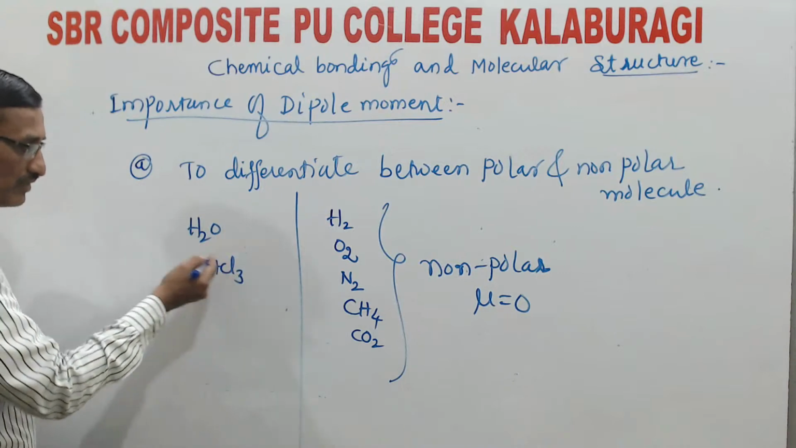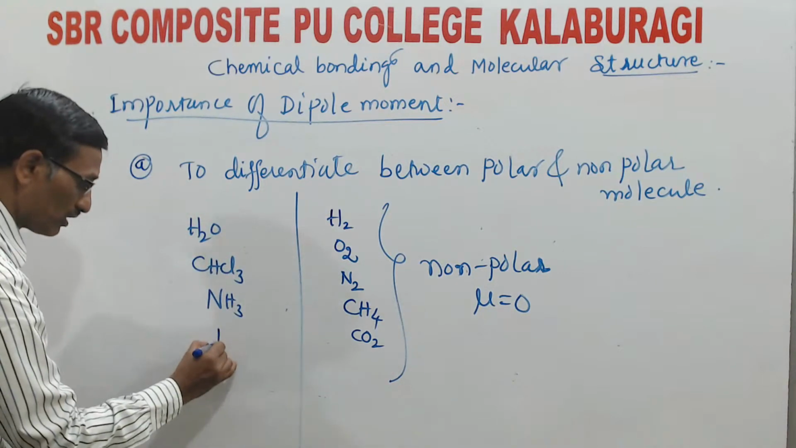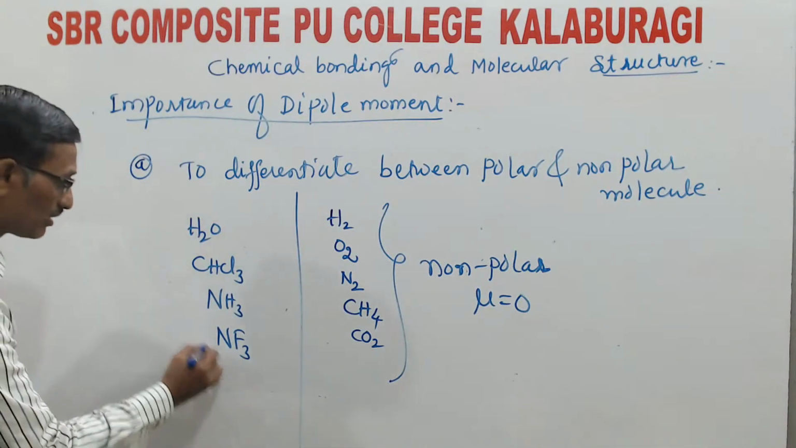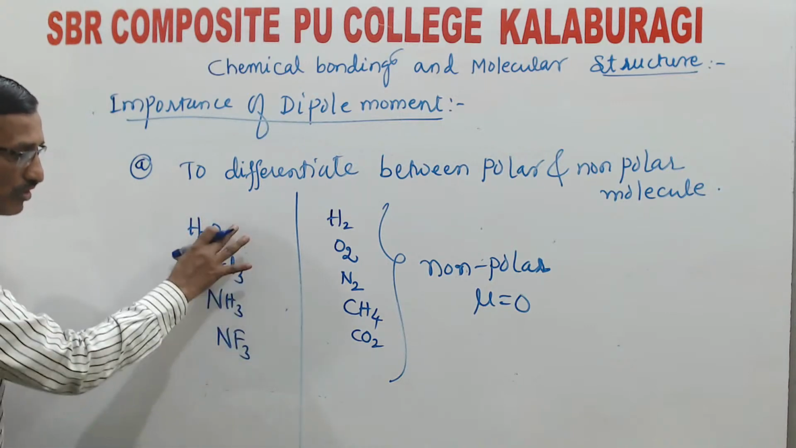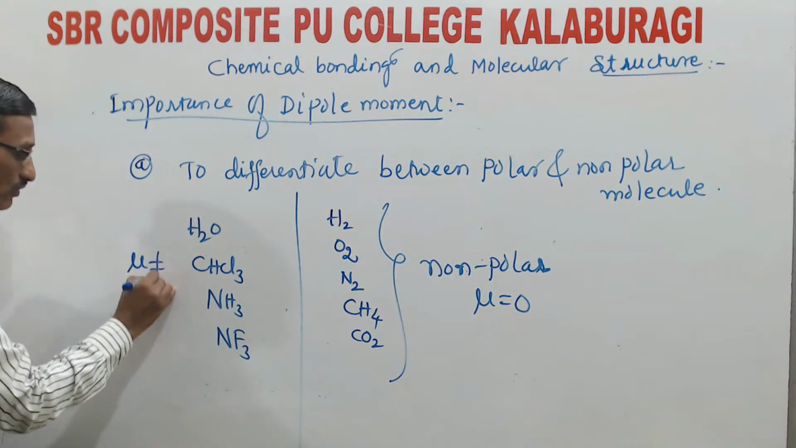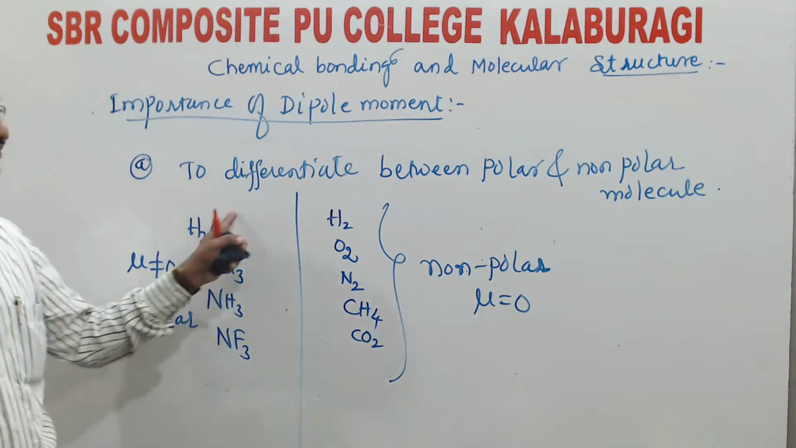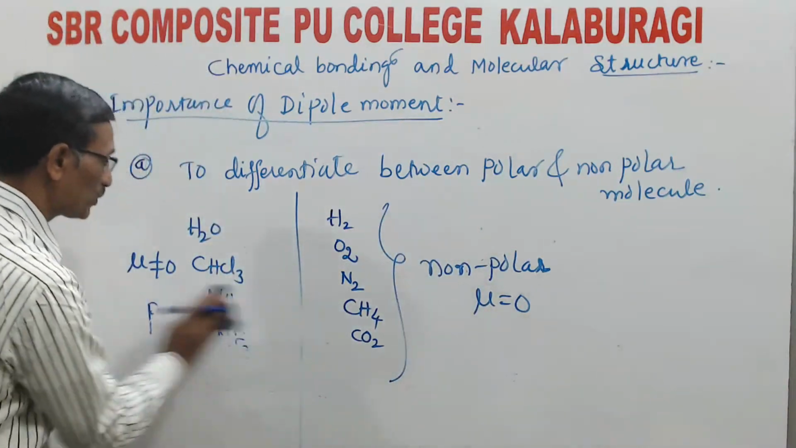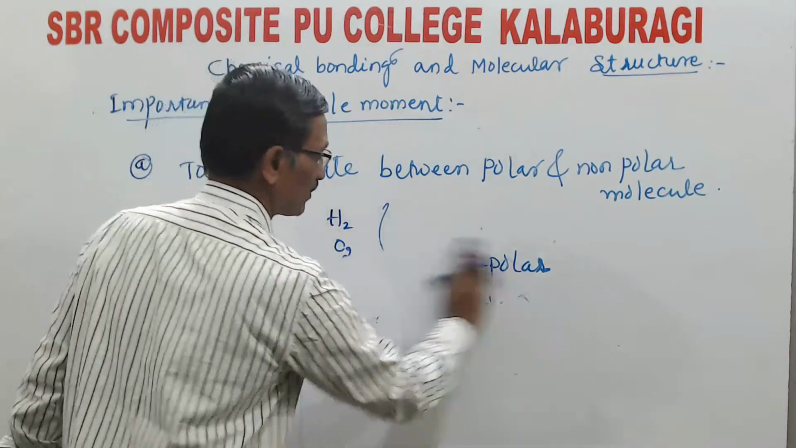chloroform, even ammonia, or even you can include nitrogen trifluoride. All these possess a dipole moment value not equal to 0. Hence these are known as polar. So that is how to differentiate between polar and non-polar molecules. Now coming to the second importance of this dipole moment.